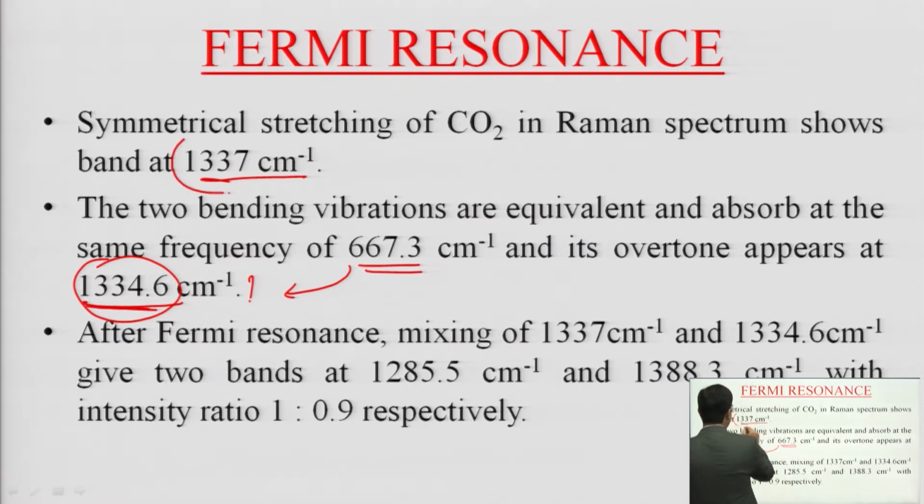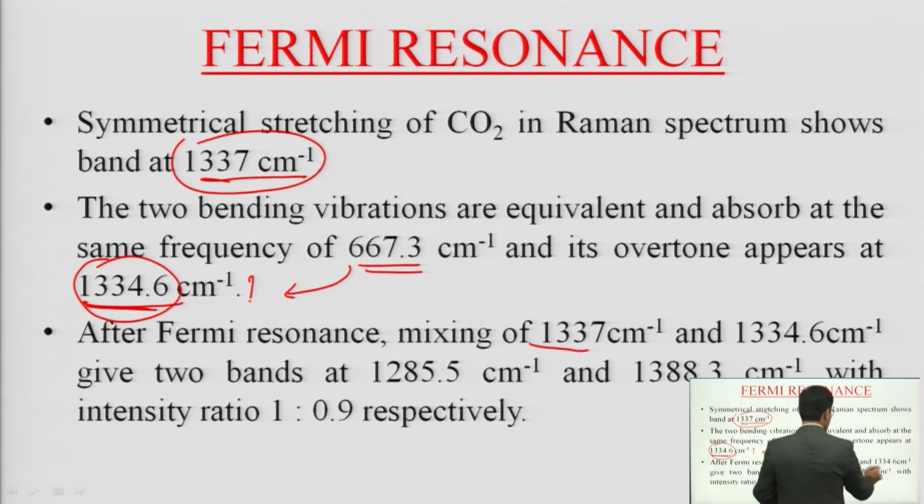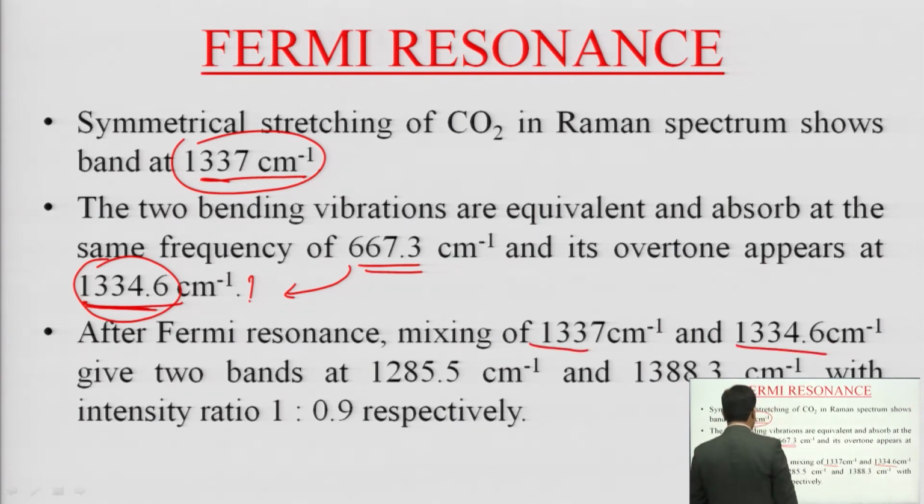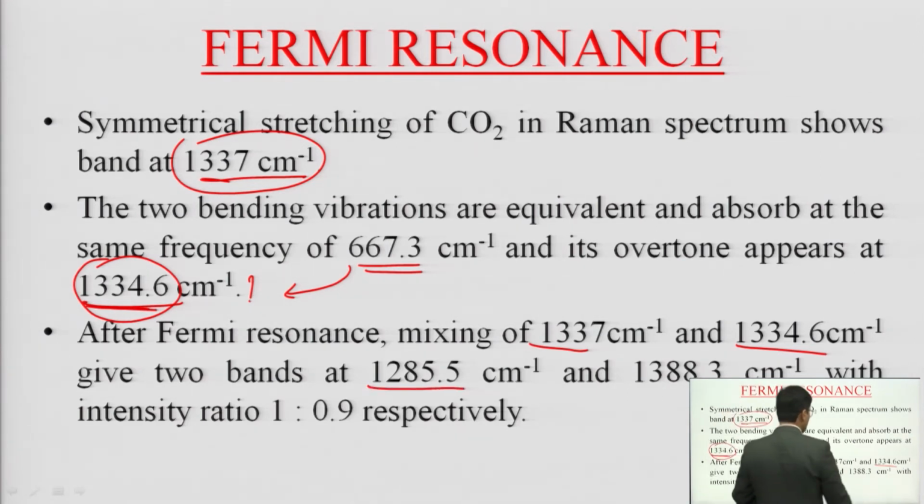and this fundamental vibration are very near to each other and they overlap, and due to the Fermi resonance concept they produce two different bands at 1285.5 centimeter inverse and 1388.3 centimeter inverse with the intensity ratio of 1:0.9. So, instead of getting the two original values, we are getting two new values at 1285.5 and 1388.3. So, these two bands appear in the IR spectrum due to the Fermi resonance.